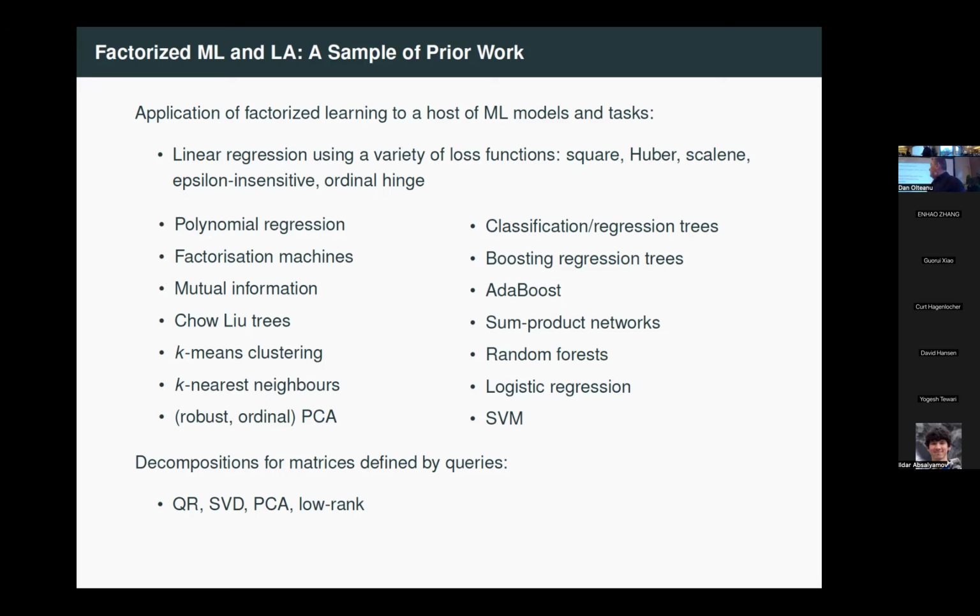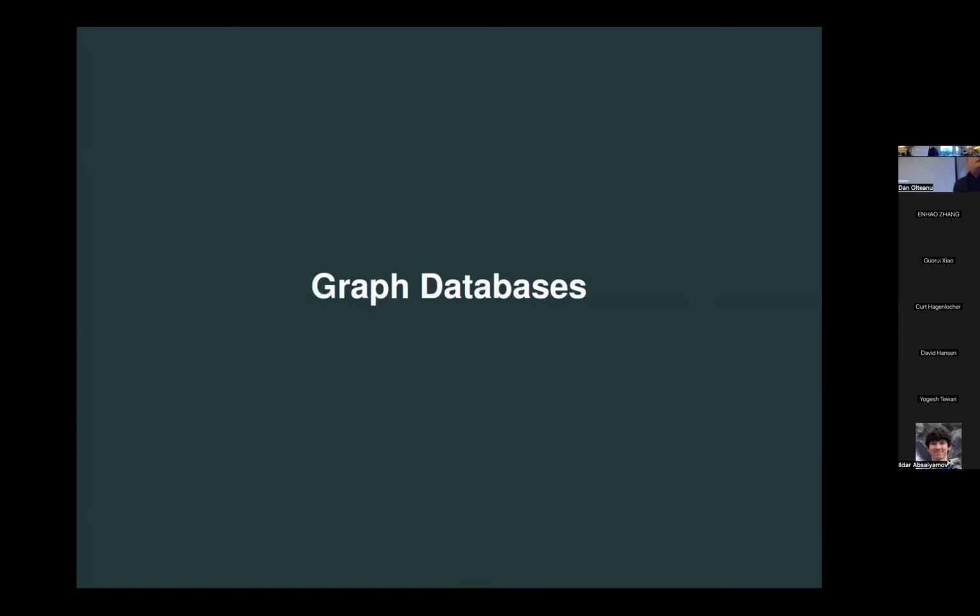But we also applied the same idea to matrix decompositions, where the matrix is defined by the join of the data. You take the join part away, the keys away, and everything else, which is the data, is the data matrix you want to decompose. We looked at QR decomposition, singular value decomposition, PCA, low rank decomposition, and all can be done in this form. Good.